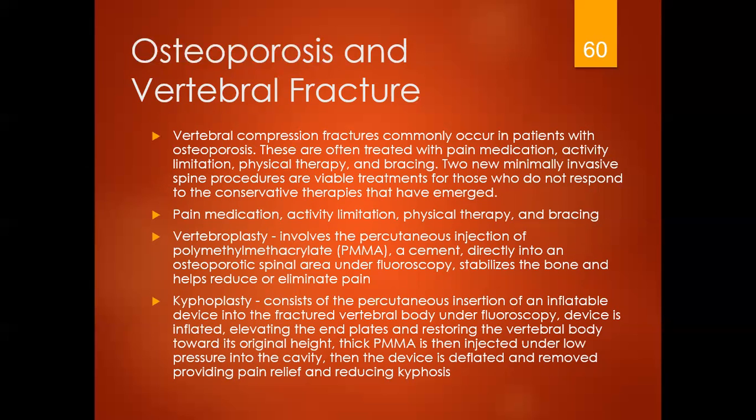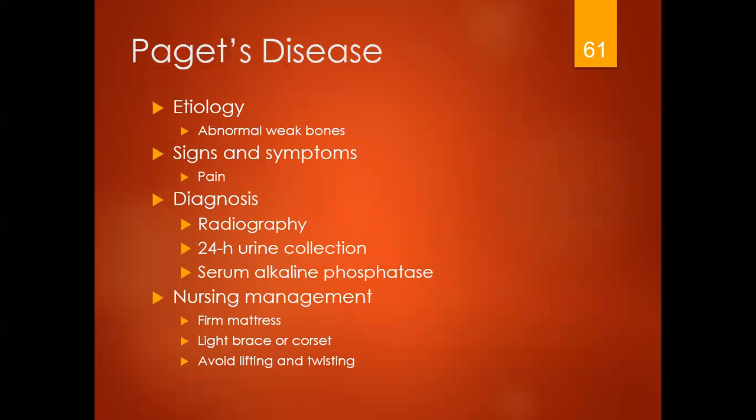Kyphoplasty is where we do a percutaneous injection or insertion of an inflatable device that actually puffs up and reduces that pressure, right? It restores that vertebral body toward its original height, and then we put in that cement under that low pressure of the cavity, and then we can deflate that device and remove it, and we have reduced the kyphosis.